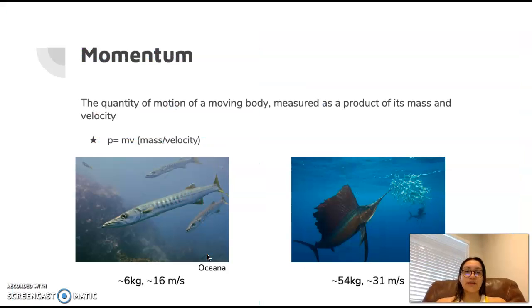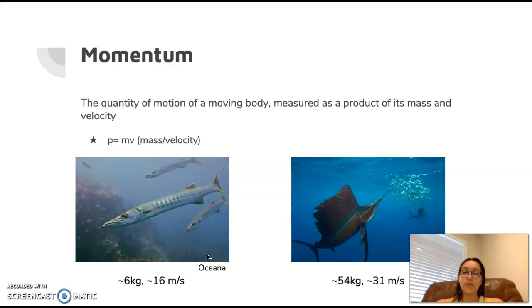The next term I want to talk about is momentum. Momentum is the quantity of motion of a moving body, measured as a product of its mass and velocity. In this slide, I have two of the fastest fish. In fact, the sailfish is the fastest fish. Barracudas are also known to be pretty fast.